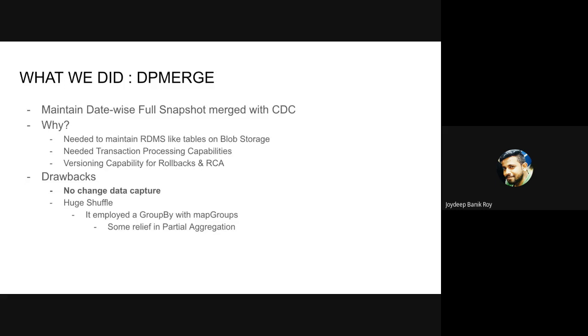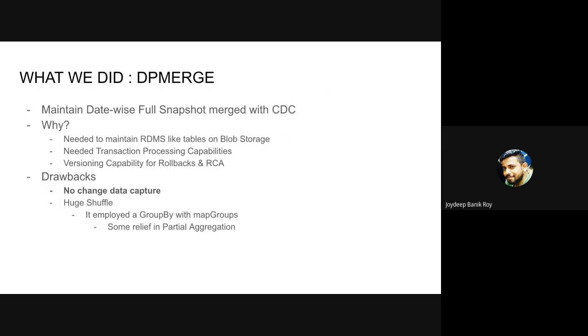And finally, we needed versioning capability because each day's snapshot merged with the CDC is a version of that particular day. We always had a version, so that anytime we find that we have merged corrupt data, or there's some problem with the data, or maybe the Spark job has failed, we can immediately roll back to the previous data. So all sorts of RCAs and stuff needed to be done. That's why we wanted to maintain such a structure.